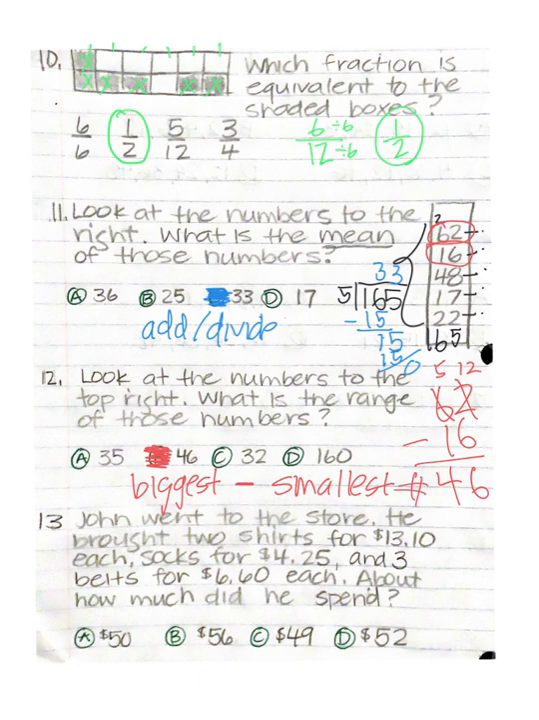All right, so let's look at our final problem here. It says John went to the store. He bought 2 shirts for $13.10 each, socks for $4.25, and 3 belts for $6.60 each. About how much did he spend? So I'm going to do some estimating here. If he bought $13.10 shirts, 2 of them, and I were to double that, I know that that would be about $26.20.